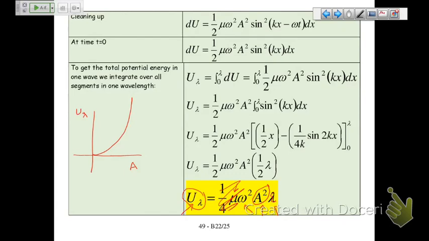Yes? What does mu stand for again? Sorry? Mu? Mass per unit length. Okay. So is all of that just like a derivation? That's all a derivation, yeah.